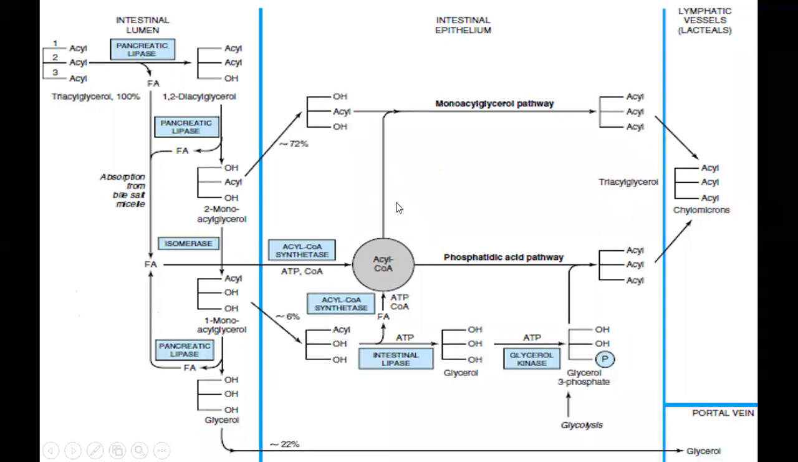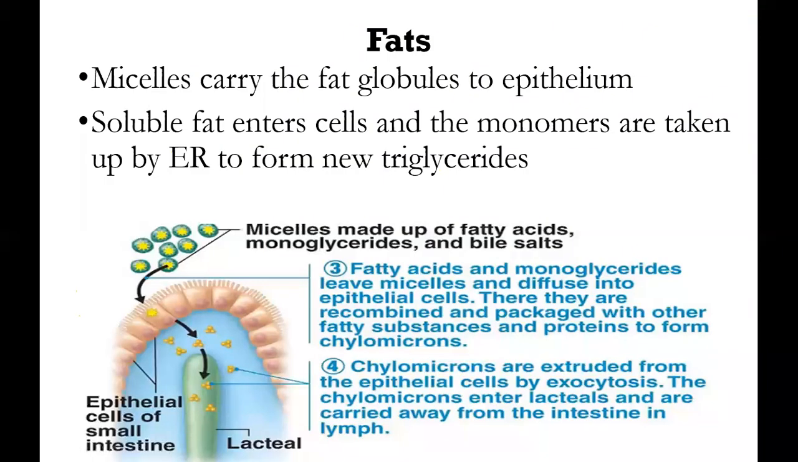Then they'll be picked up by the rough endoplasmic reticulum. There will be aggregation of free fatty acids and the glycerol molecule for the formation of the triglycerides again within the mucosal cells. Then this is where there will be addition of lipoproteins, which will be converted into chylomicrons. The chylomicrons will be exocytosed and picked up by the lacteals. Then they'll be transported by the lymphatic system.